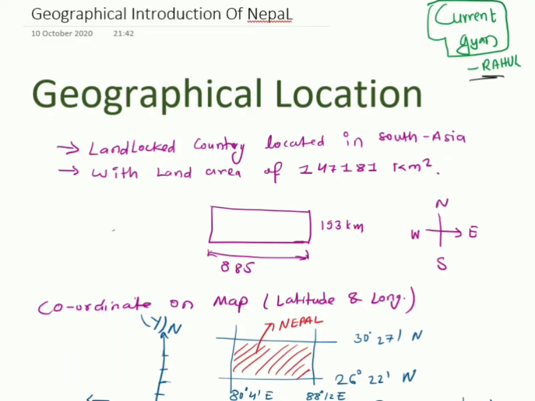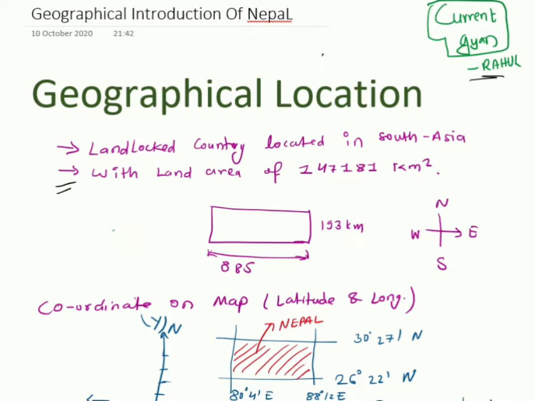So today we are going to discuss the geographical location of Nepal. So let us begin this lecture. As we know, Nepal is located between the two giant countries, India and China, of South Asia. India covers three parts of Nepal, and the northern part is covered by China.